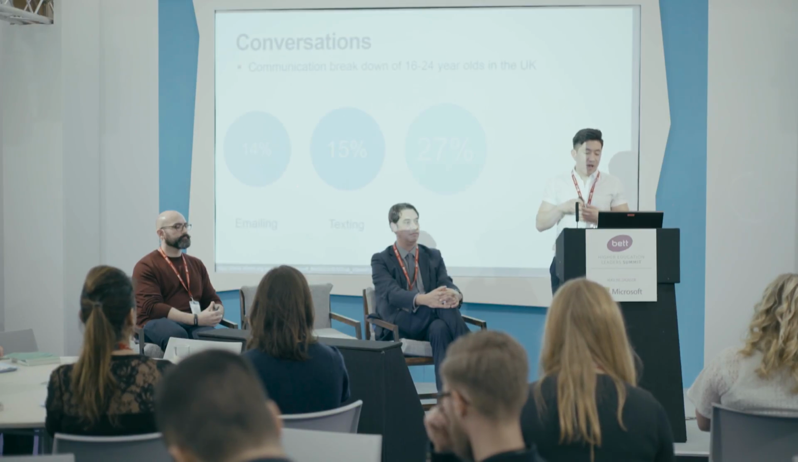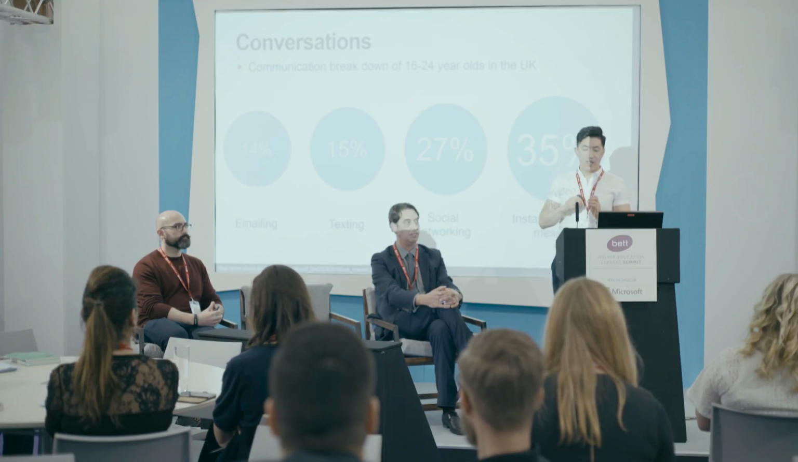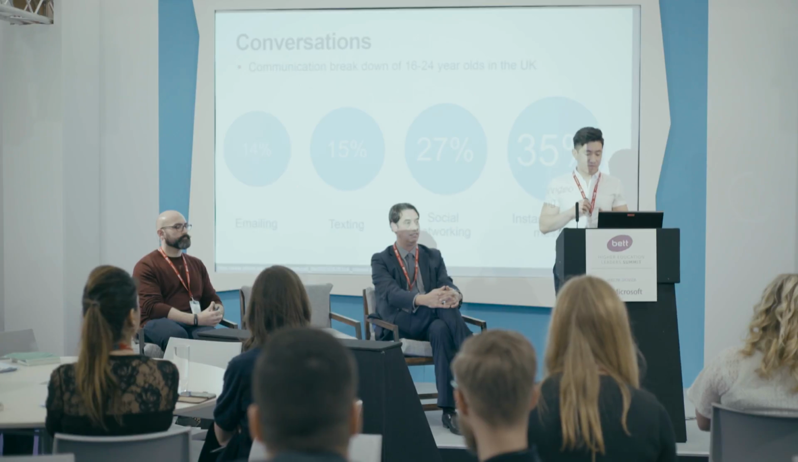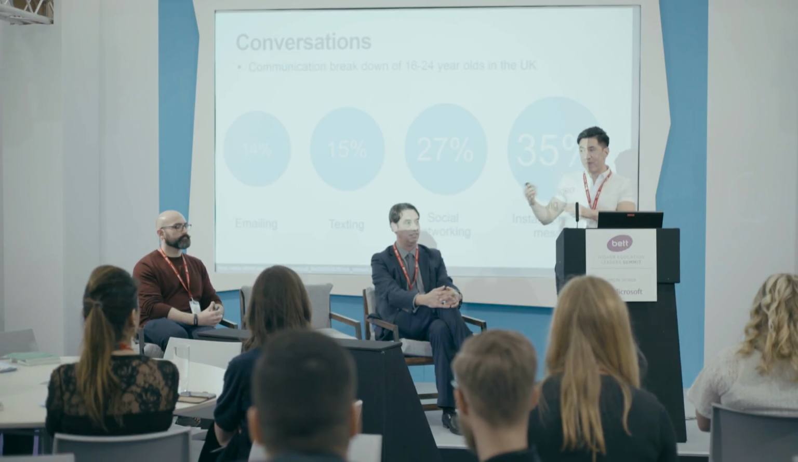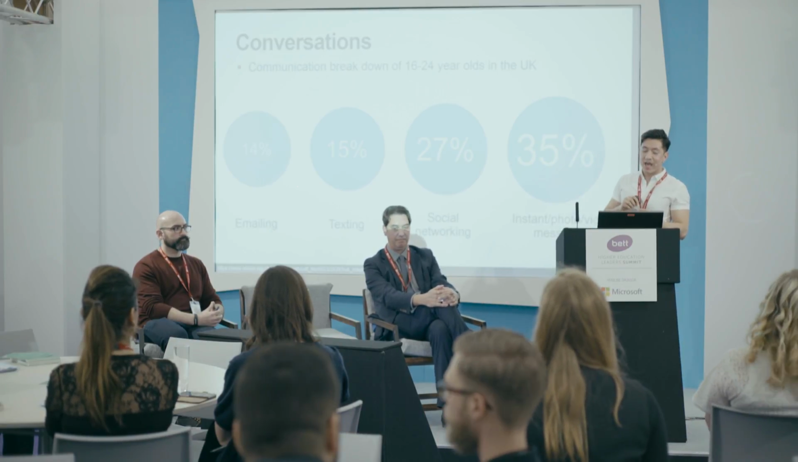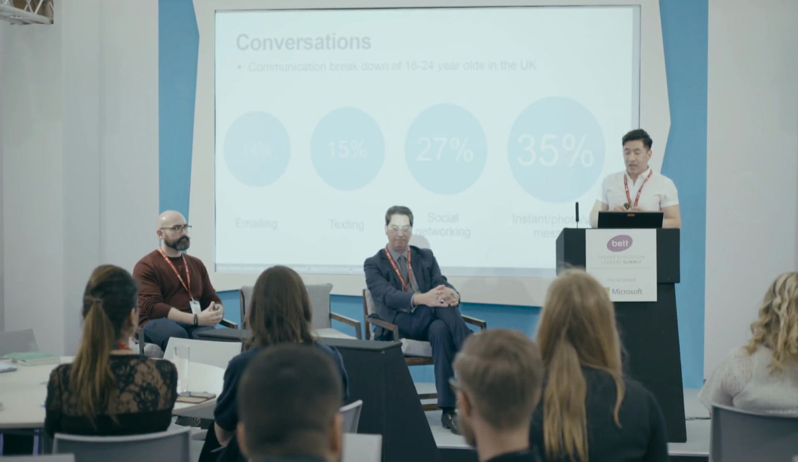In the UK, 16 to 24-year-olds, out of all of their time spent communicating, 35% is spent on an instant messaging app. This is a big shift away from traditional means of communication. So email had 14%. Texting had 15%, and social networking was 27%.